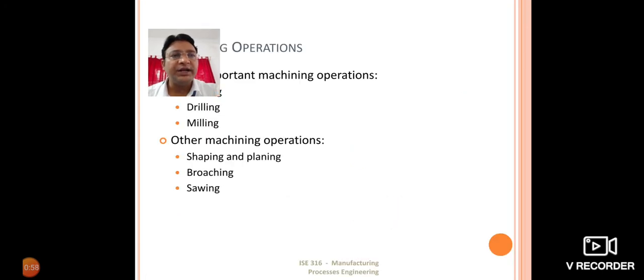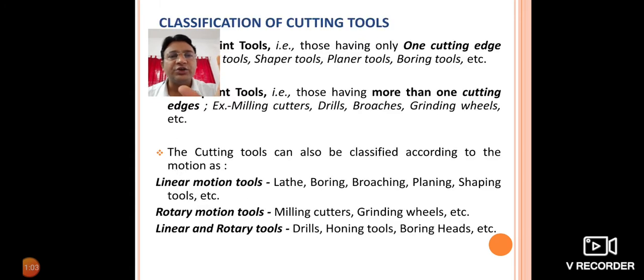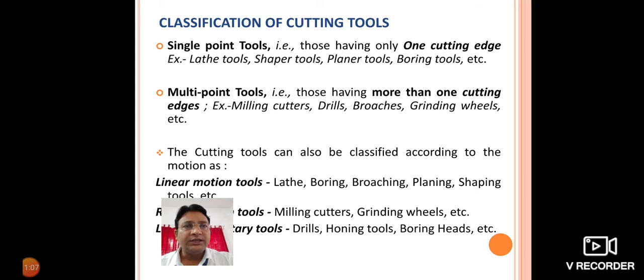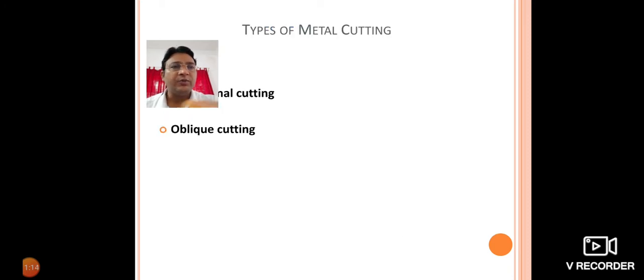Now some important operations like drilling, milling, boring, shaping, sawing, broaching, and we have seen them. And the classification of tools is based on the number of cutting points, that is the number of cutting edges, either single point or multi-point, and based on the motion, that is linear or rotary motion, or a combination of both.